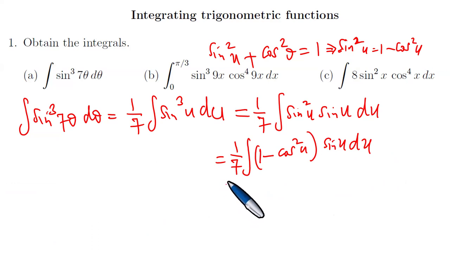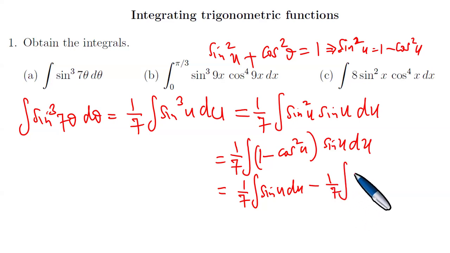Okay. Now, what is this? You multiply it through by the sine, giving us exactly 1 over 7, the integral of sine u du, minus 1 over 7, the integral of cosine squared u, sine u, du. Like so. Now, what are we able to achieve out of this? We are able to tell that we are reaching the final result of this particular problem as follows.